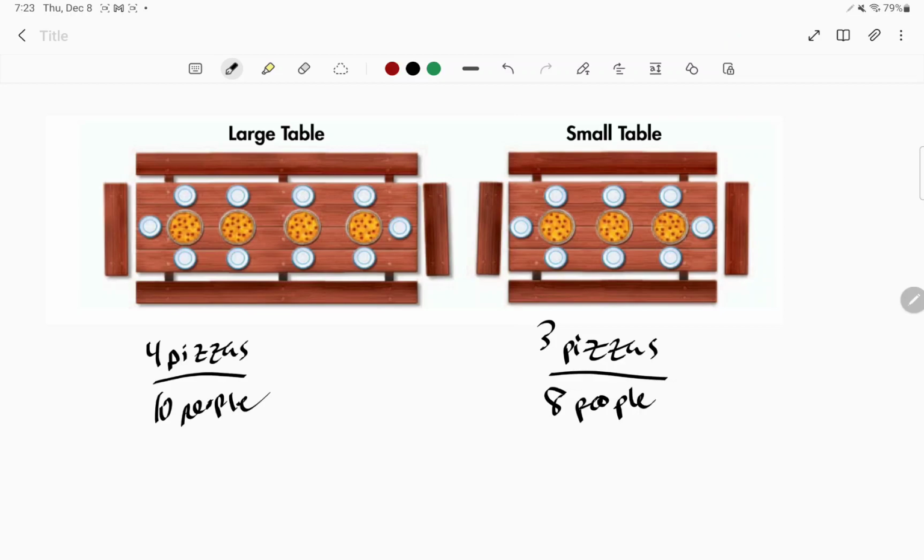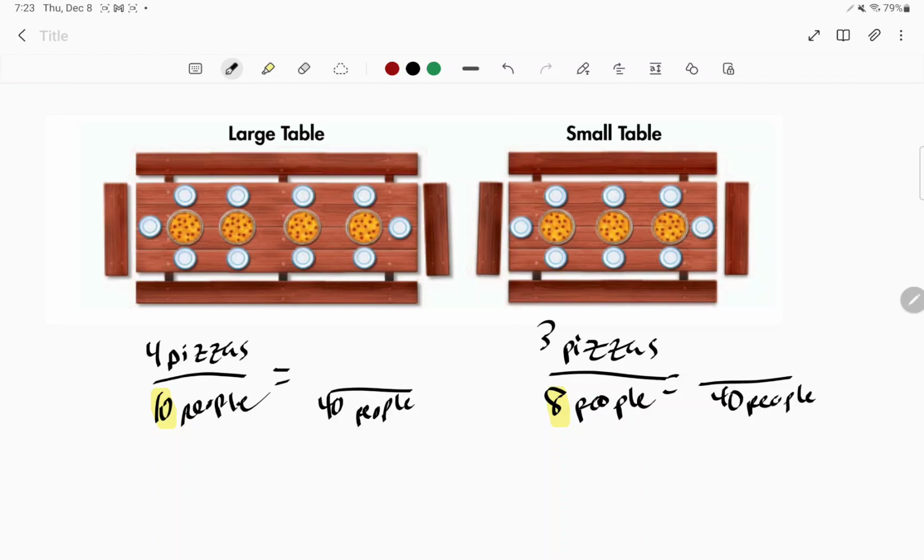So now to figure out who gets more, it's easiest to answer this question if we have the same amount of people at the tables. Again, we're not really going to put the same amount of people, but it's easier to compare fractions if the denominators are the same. So think about 10 and 8. What is the least common multiple of 10 and 8? Right, 40. And so we're going to make it so that there are 40 people at each table, using the ratios of 4 pizzas to 10 people at the large table and 3 pizzas to 8 people at the small table.